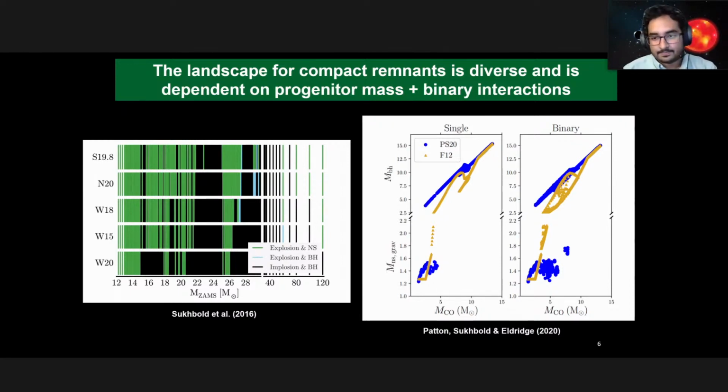mass of the star. And this picture is much more complicated by binary interactions that occur while the stars are still alive. This plot on the right shows how the mass of the compact remnant depends on the mass of the carbon-oxygen core. As you can see, there's a significant difference when binary interactions are also considered. So what is clear from these studies is that while we know that massive stars can create neutron stars and black holes, their final fate is very hard to predict, and it is dependent on many things, including supernova physics and binary interactions.